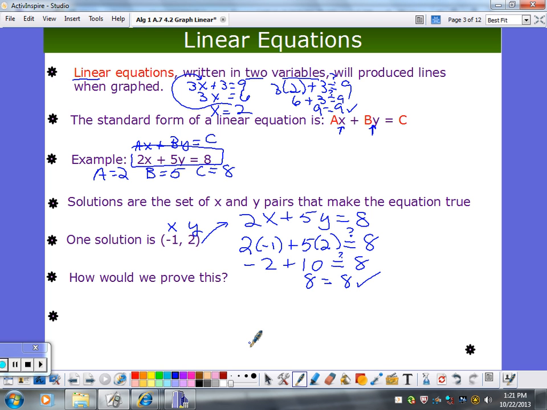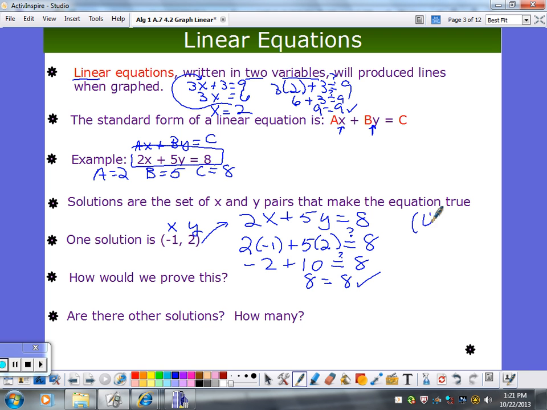Right? This is true. 8 is 8. It works. Are there other solutions to this? How many solutions are there to this one? This one, right? X equals 2. I don't think we can find anything else. But is there another? And let's try this one.